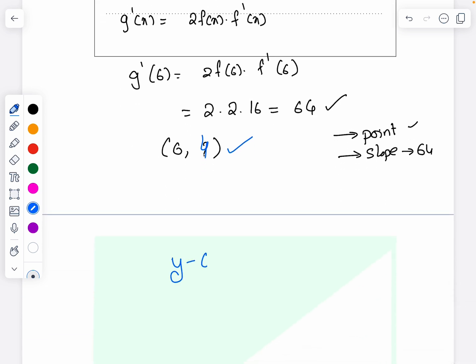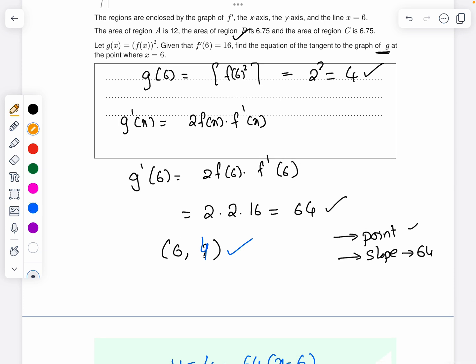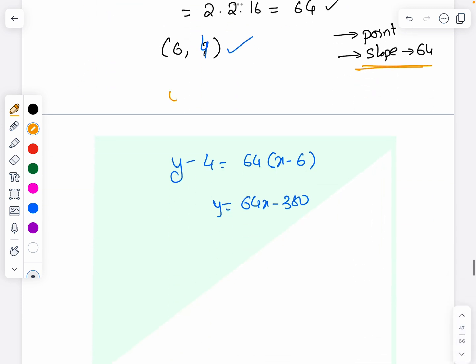y minus y1 equals m times x minus x1. So it becomes y equals 64x minus 380. This is going to be the answer. So first find g of 6, then find g prime x by using power rule and chain rule, then find g prime of 6, then that's going to be the slope, then find the point, then use the formula y minus y1 equals m times x minus x1.